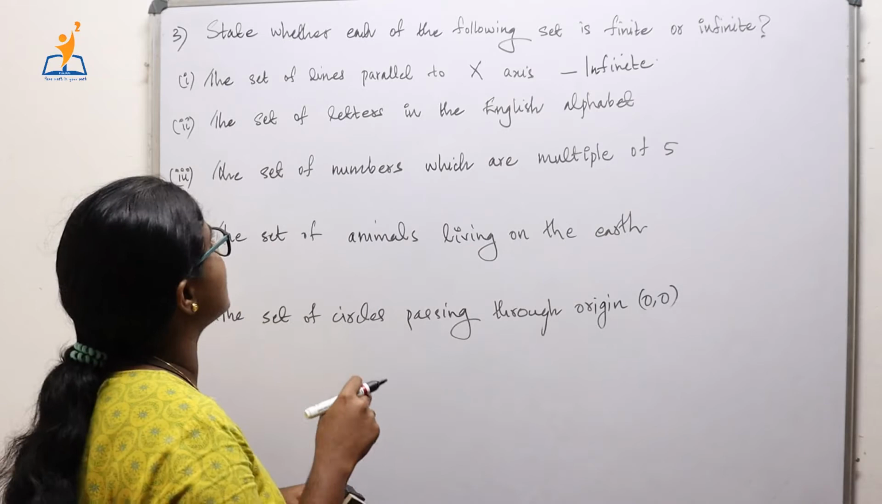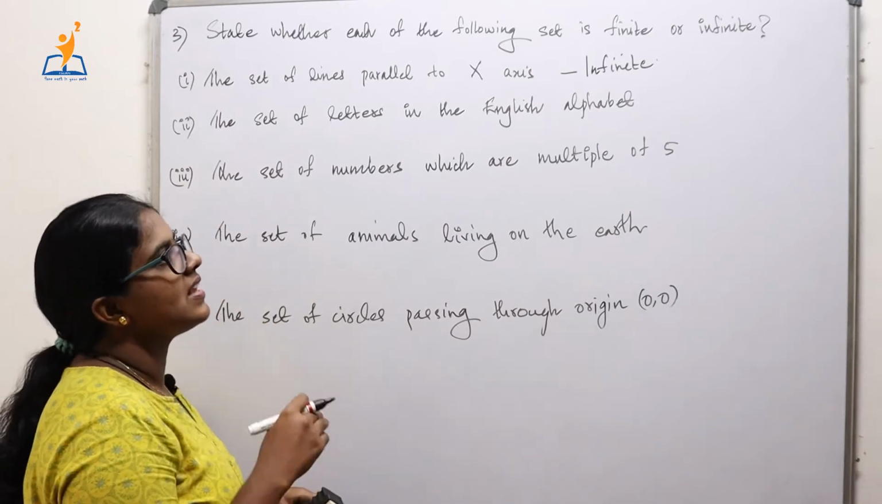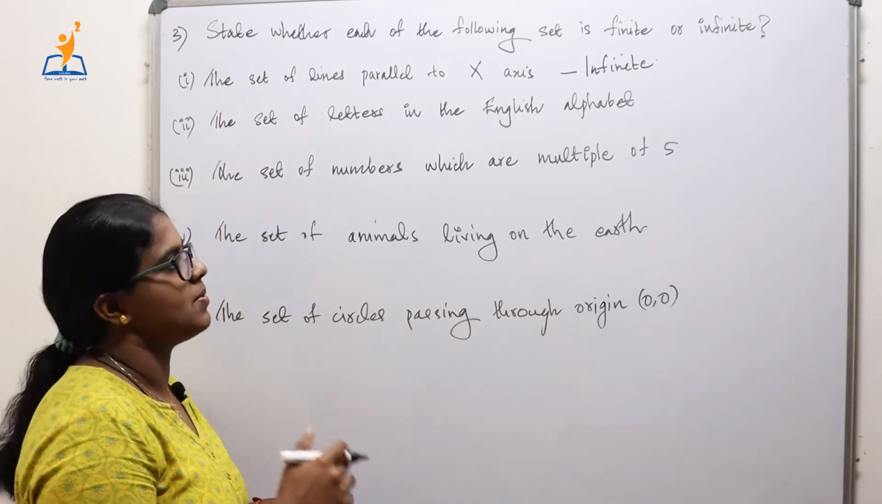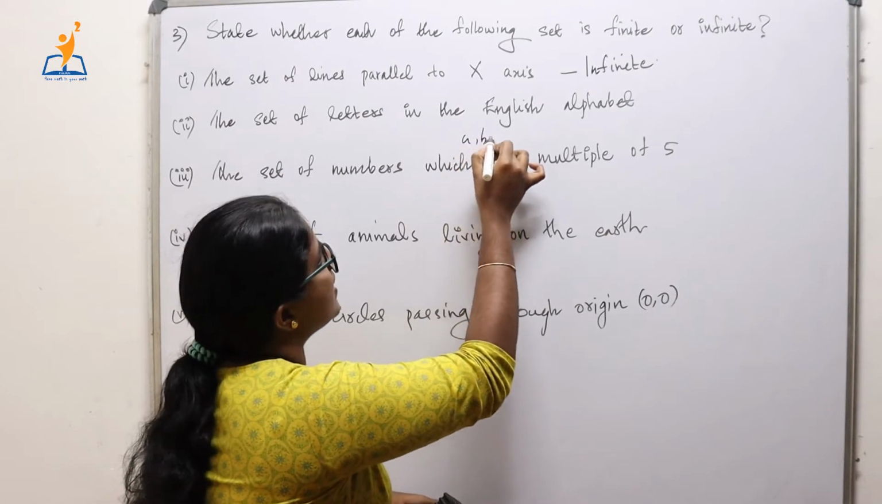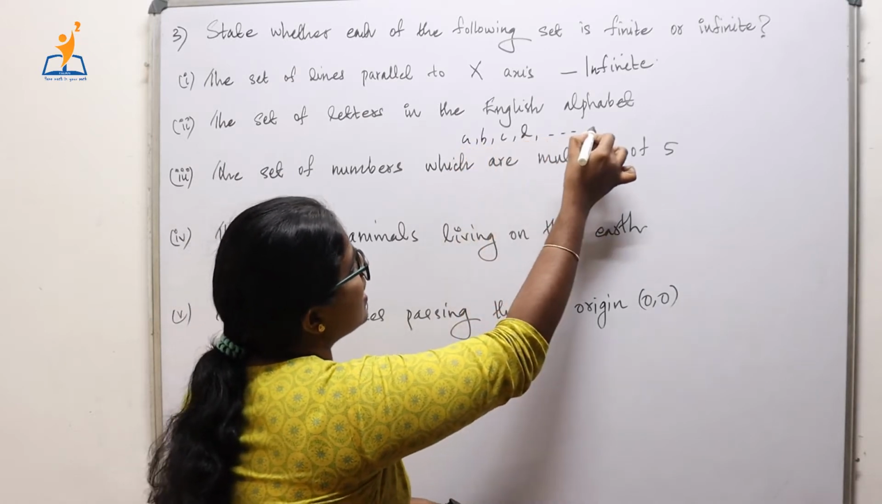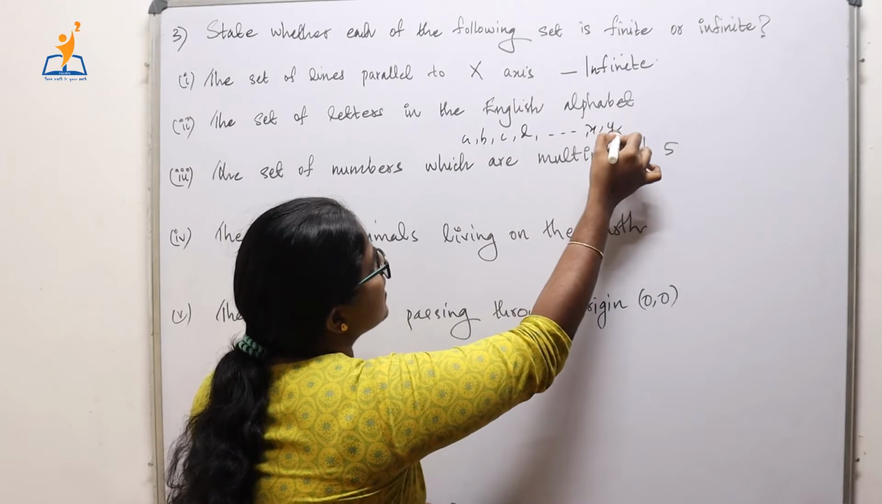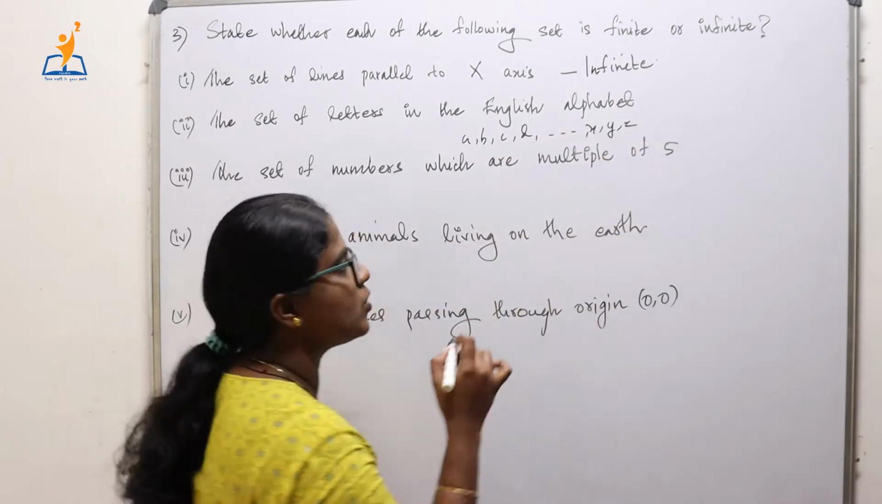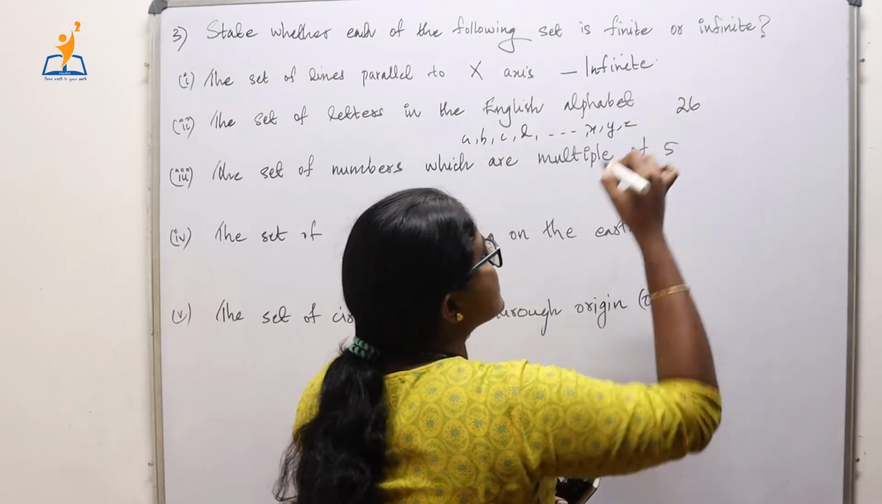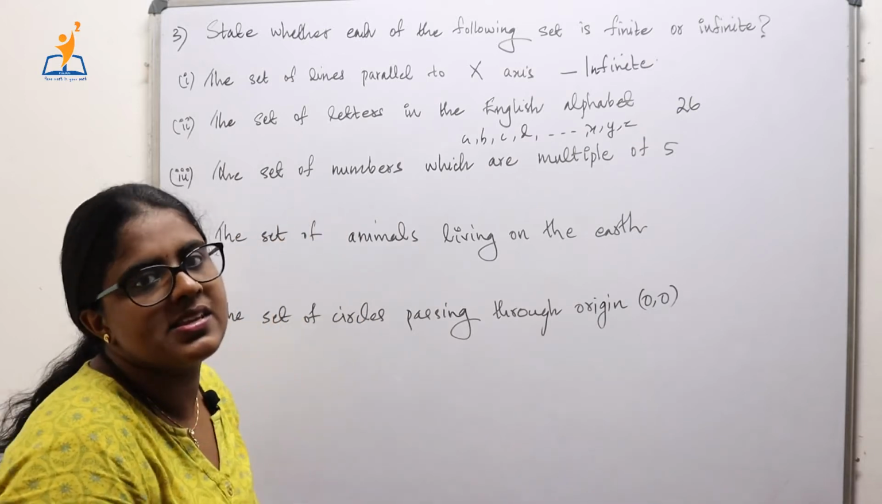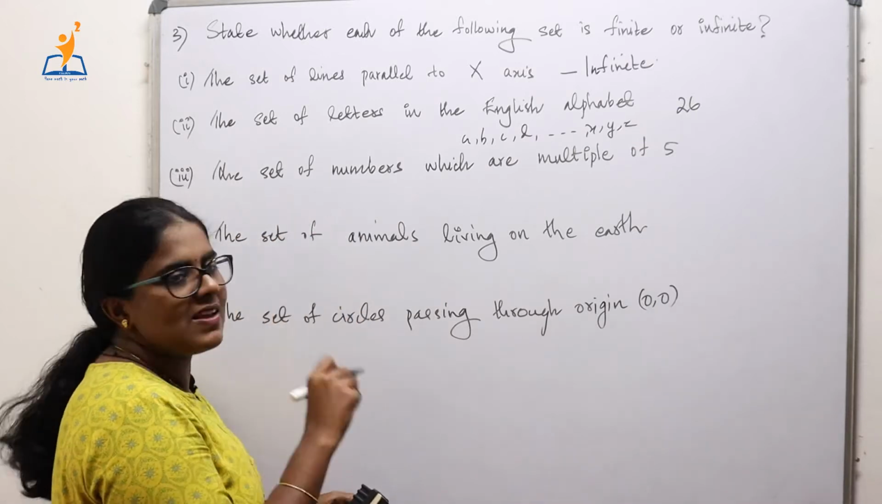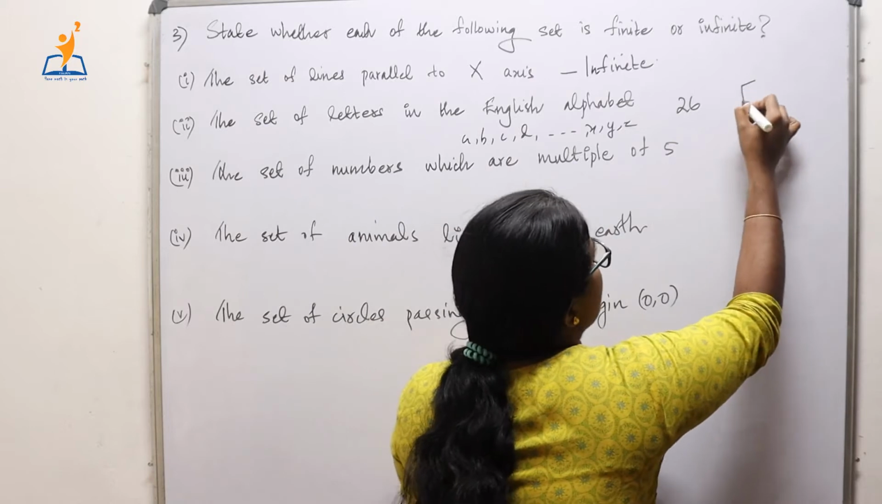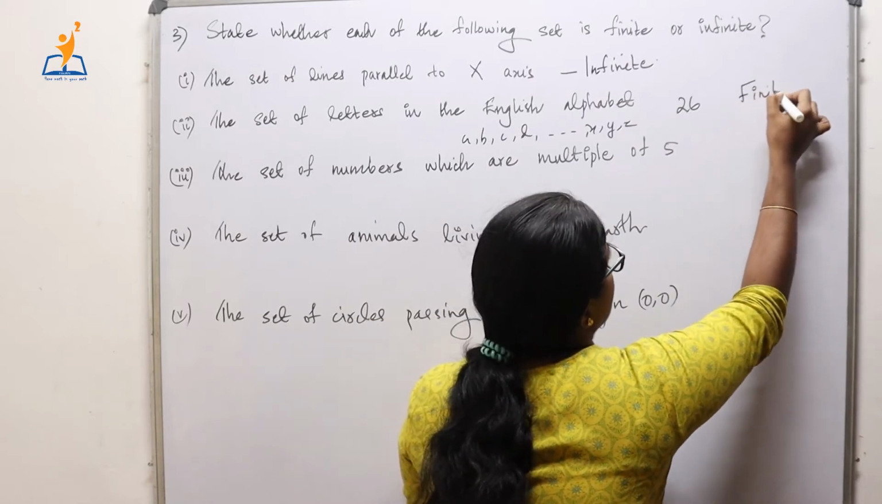Now the second question. The set of letters in the English alphabet, which are they? A, B, C, D, etc., X, Y, Z. How many are there? We know that there are 26 letters in the English alphabet. So this is a definite number. We can say that this set is finite.